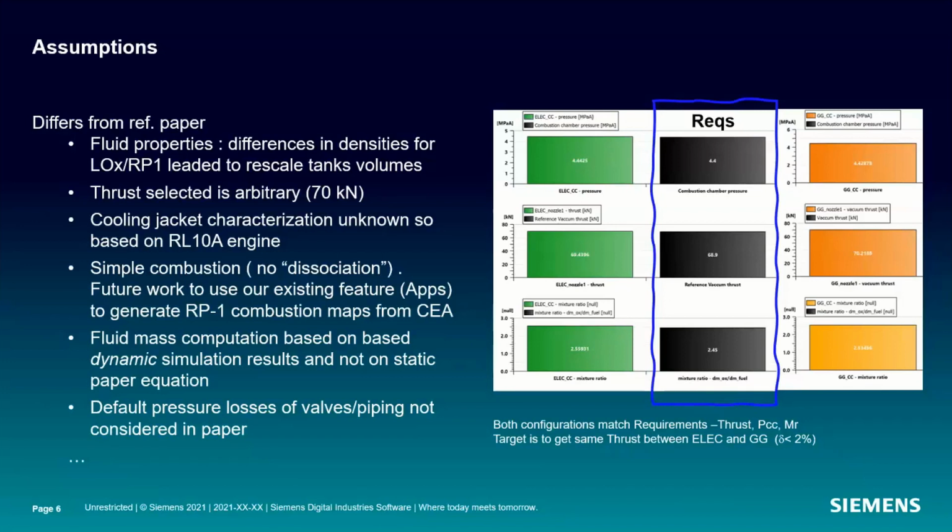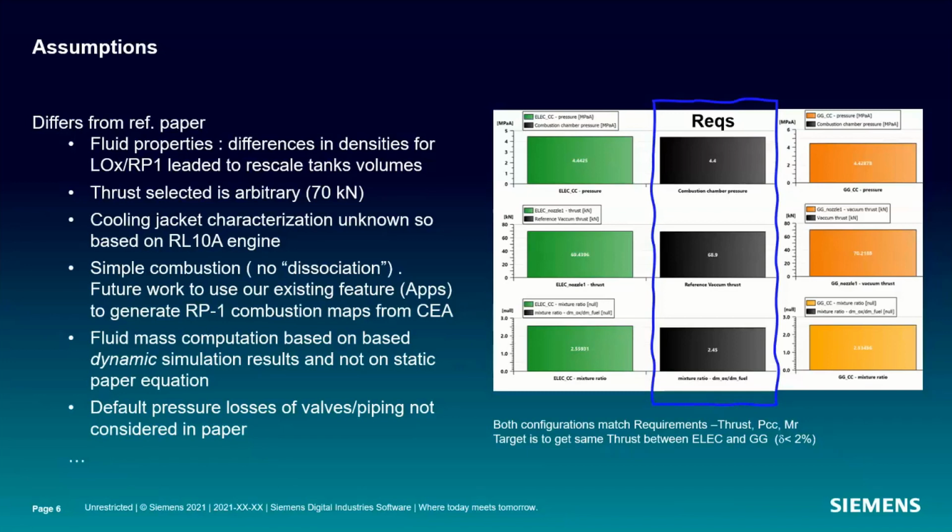We used an arbitrary thrust of 70 kilonewtons. We knew that there were some unknowns, so we used the cooling jacket based on an engine that we did know. And we didn't have any dissociation, so we used the simple combustion submodel. That's the way the calculation is done inside of that app or embedded system-level simulation. We do have some future work that we're going to do from a Siemens standpoint to generate different combustion maps for RP1 in our tool set.